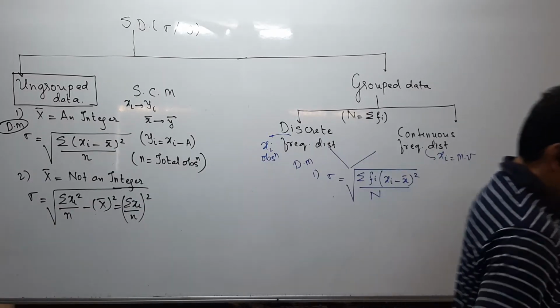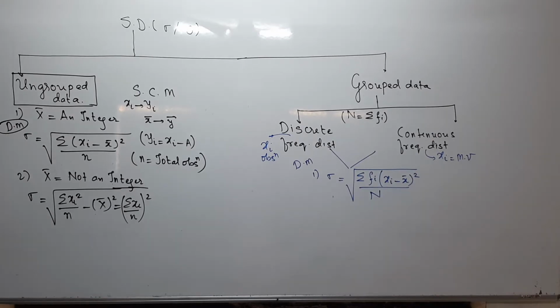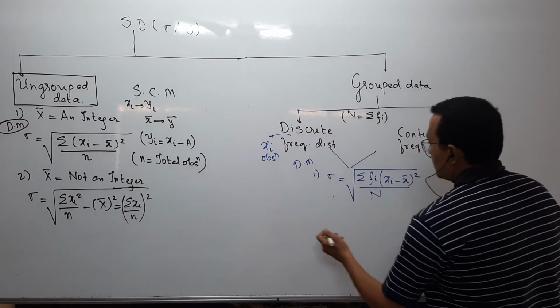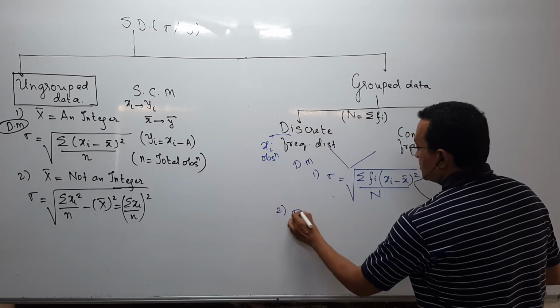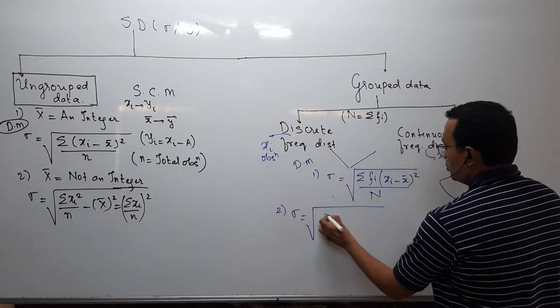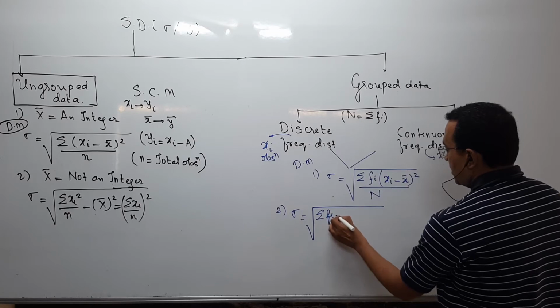I repeat, for discrete series, students, xi is the observation, and for continuous series or continuous frequency distribution, xi is the mid value of the concerned class. The second formula is sigma is equal to square root of summation fi.